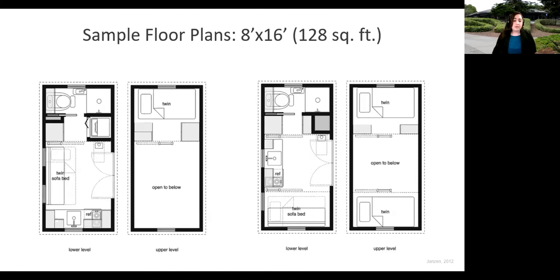So we see on the left, where you can accommodate 2 students in a single tiny home that's 8 feet by 16 feet on a single parking spot. And then on the right-hand side, we see multiple students, in this case 3, that can be accommodated in one parking spot.